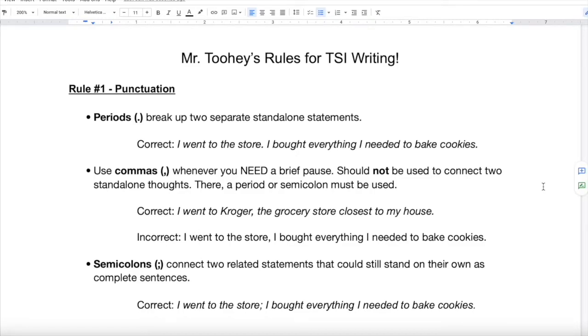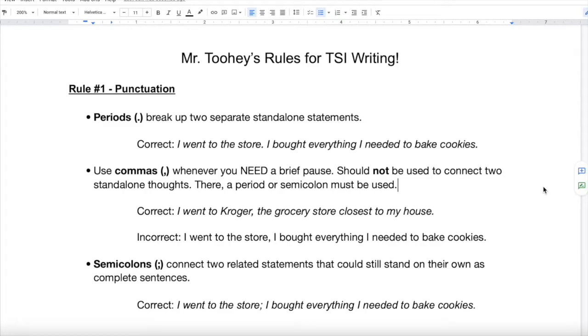But yeah, we've got two complete, separate standalone statements there. I went to the store, right? That stands on its own. If I just said, even though I went to the store, that's not a standalone statement. Or after I went to the store. Okay, well, what about after you went to the store? What about even though you went to the store? You have to finish that thought, right? But if you just say, I went to the store, that stands alone. That's a complete thought that stands by itself.